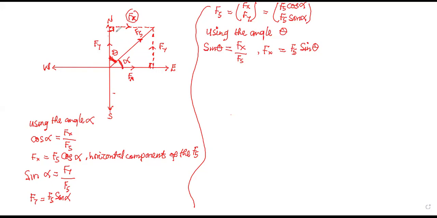Now, if I'm to look for Fy, Fy here is the adjacent of the angle. So obviously, you need to take cosine of theta. So cos theta is the adjacent, which is Fy, over the hypotenuse, which is F5.